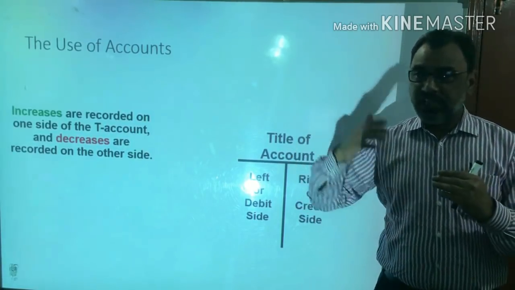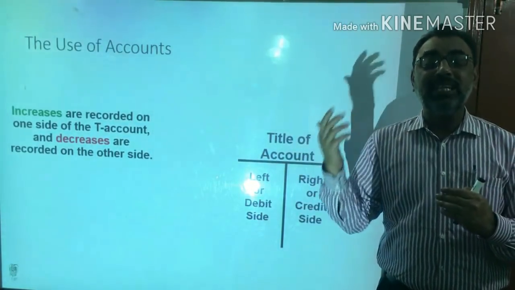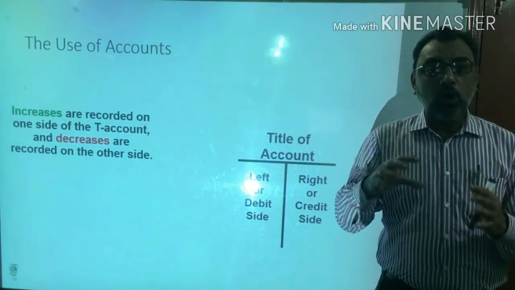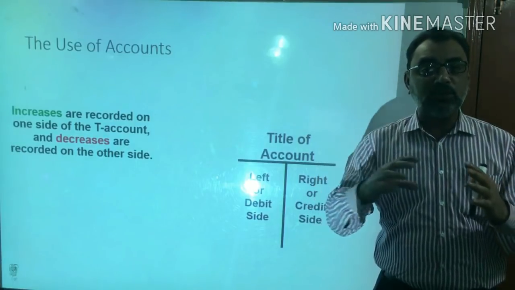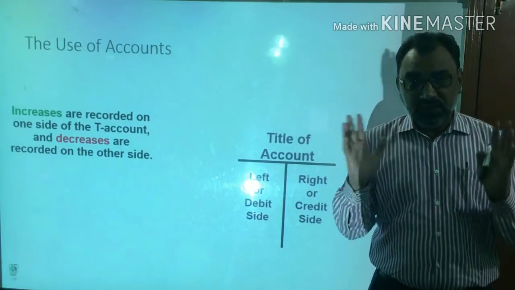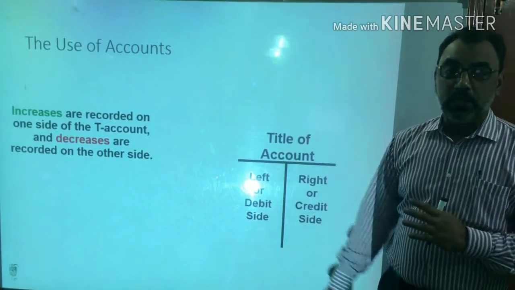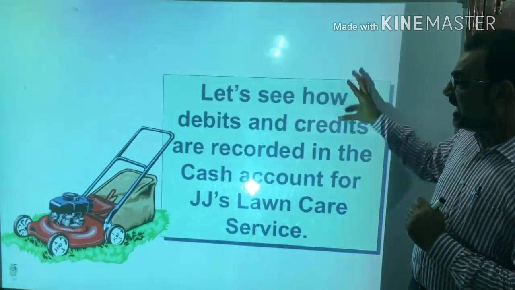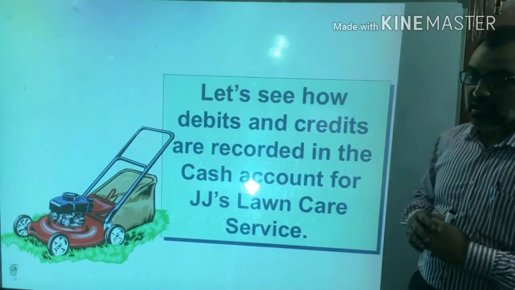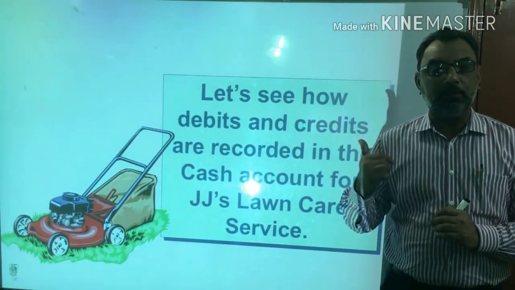The only difference between journalizing the entries and then posting them, or copying and posting them in the ledger account, is that we are picking out all those accounts which are related to cash, or to specific assets, specific liabilities, or specific owner's equity. This should be classified and summarized in particular accounts. Let's see how debits and credits are recorded in the cash account for JJ Lawn Care Services. The same example we are resuming from the previous lecture.